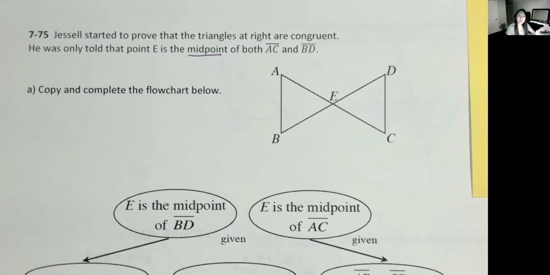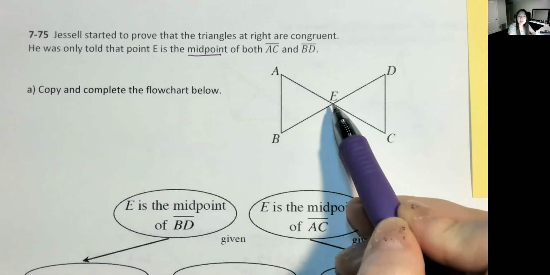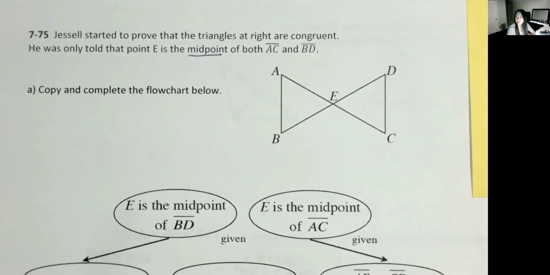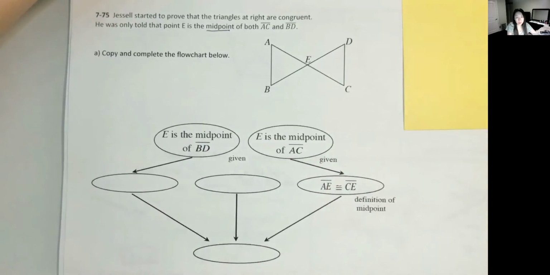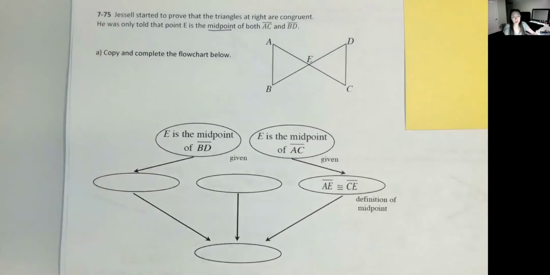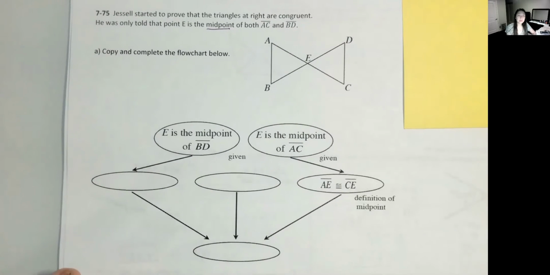And the only information that he knows is that this point E is the midpoint of the segment AC and BD. So we're going to talk about midpoint now. First thing I want to ask you to do is pause the video and copy both the diagram as well as a flow chart. Those of you who don't have the handout, if you do have the handout, you should still also copy the flow chart. So copy the template, okay, and then come back to the video.